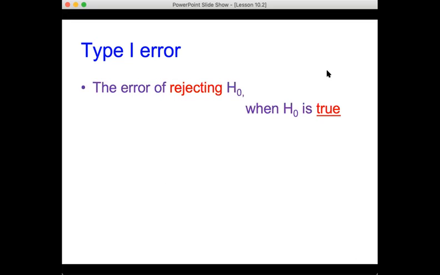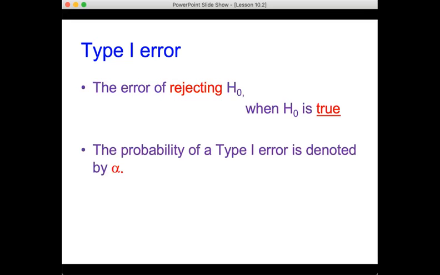The null hypothesis is true. Johnny is actually innocent, but we throw him in jail anyway. We convict him. That is a type 1 error. Johnny is innocent, but we convict him. We reject his innocence and we convict him. That is type 1 error. Okay? That's the definition.